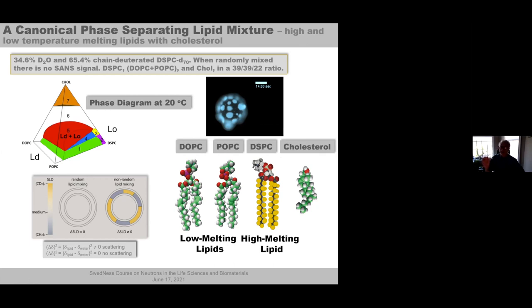What fluorescent people do, and why it is sometimes important to know the phase diagram when you're doing neutron scattering, is that they put a tag on a particular lipid that has a preference for a particular phase, right? And in fact, they don't have to attach the tag to the lipid. They could put a fluorescent tag in a molecule that will preferentially partition into that phase. So you could do it two ways if you're doing fluorescence.